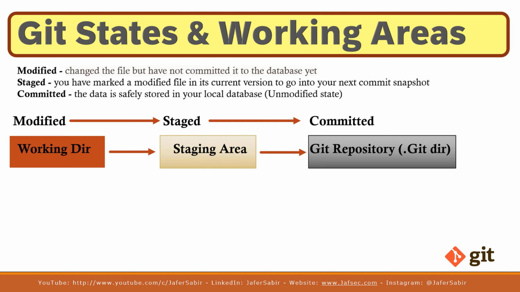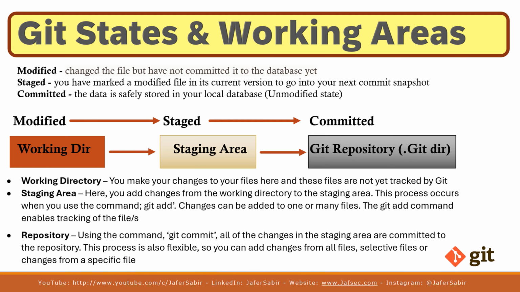Now I wanted to share the different areas of Git. So in these states, what is occurring? So you have the working directory. So you make your changes to your files here, and these files are not yet tracked by Git. And then there's the staging area. So here you can add changes from the working directory to the staging area. And this process occurs when you use the command git add. We'll be doing this very shortly. The git add command also enables tracking of the files.